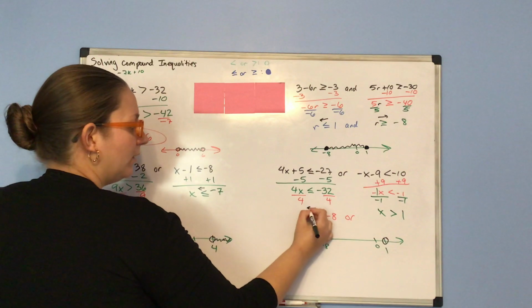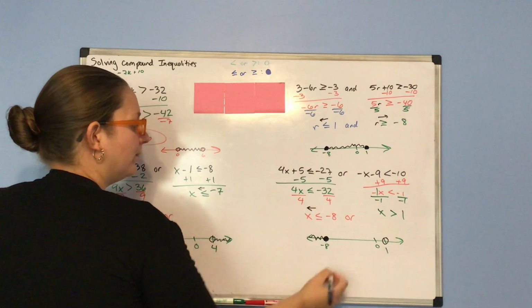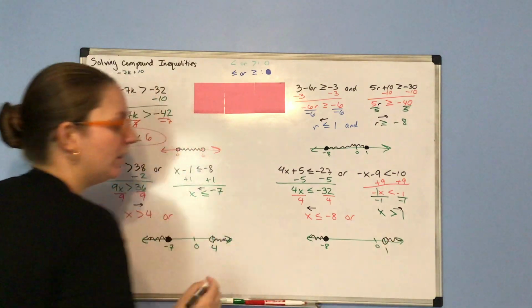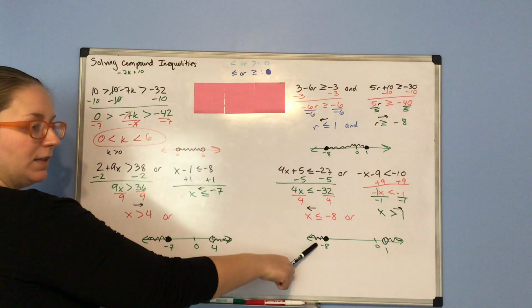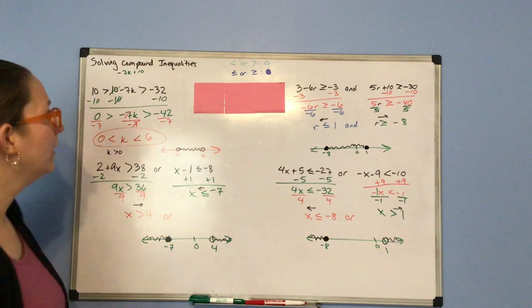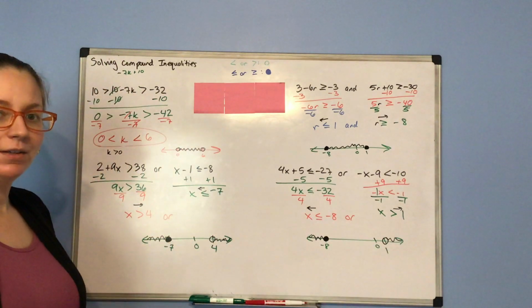Less than or equal to negative 8 means I'm shading to the left. Greater than 1 means I'm shading to the right. The values of x I'm looking for are either the same or smaller than negative 8, or they're bigger than positive 1. That is it for solving compound inequalities.